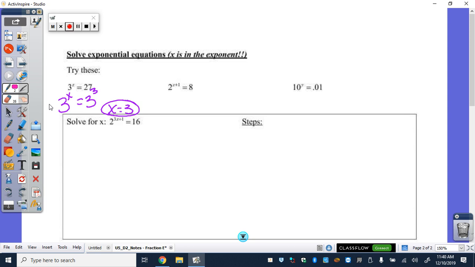So let's take a look at the second one. I've got a 2 on the left side as my base. My other number is an 8. Can I rewrite the 8 so that it's a 2? 2 to the third. So again, now I have a base of 2 on both sides, so my exponents are equal. x plus 1 equals 3. Subtract my 1, and we get that x equals 2.